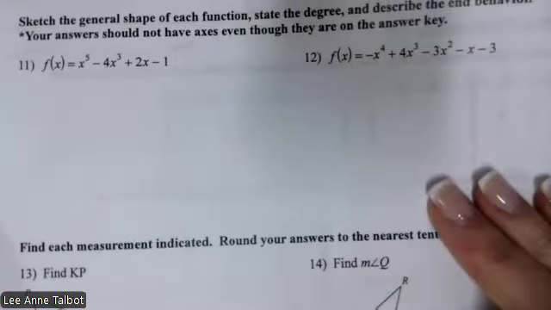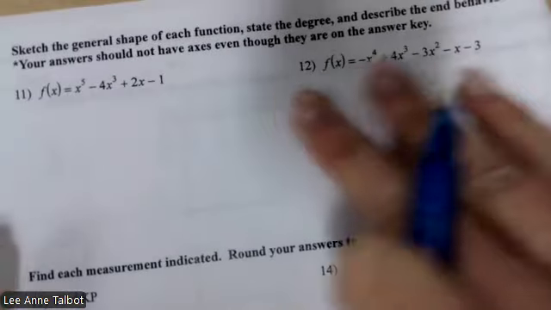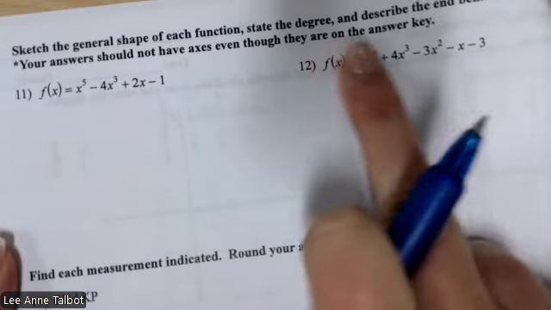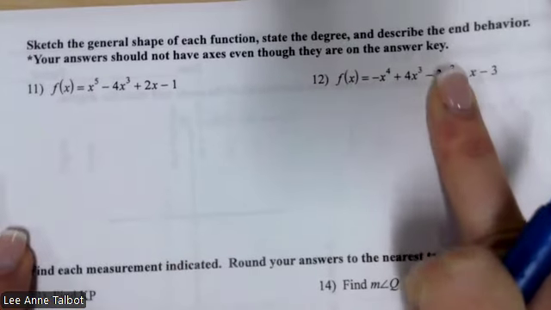The rest of this stuff is review and whatnot. Okay, sketch the general shape of each function. State the degree and describe the end behavior. Your answers should not have axes, even though they are on the answer key.